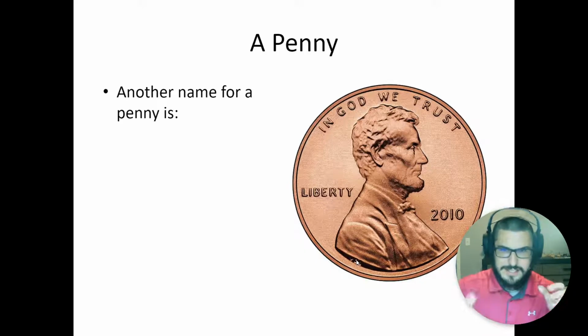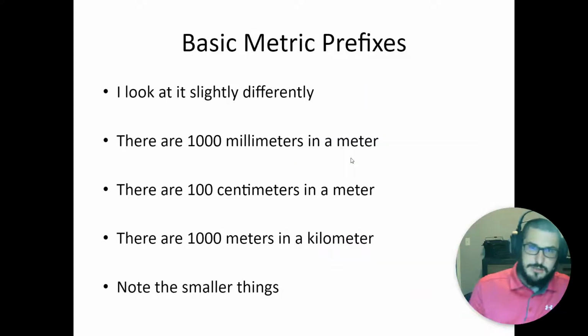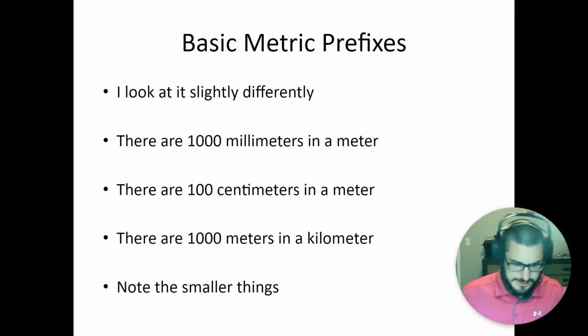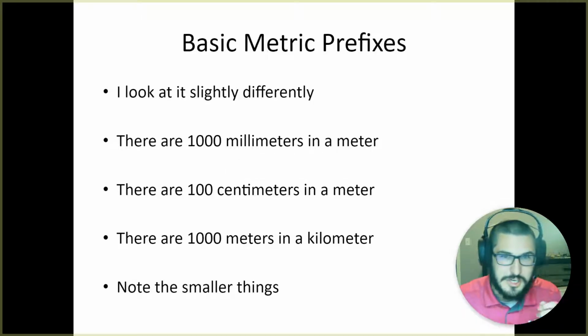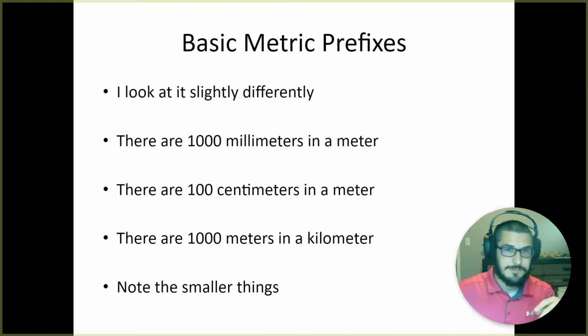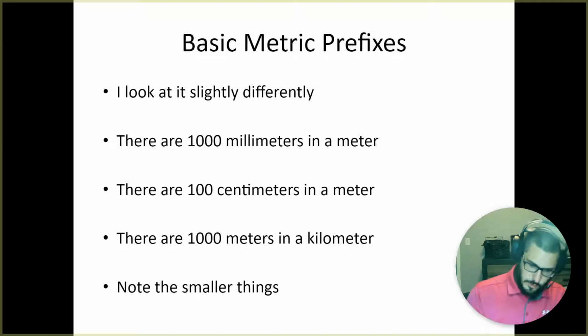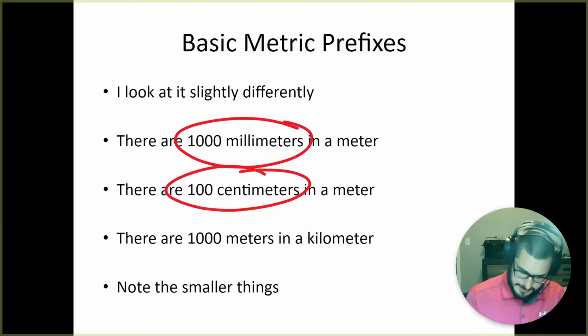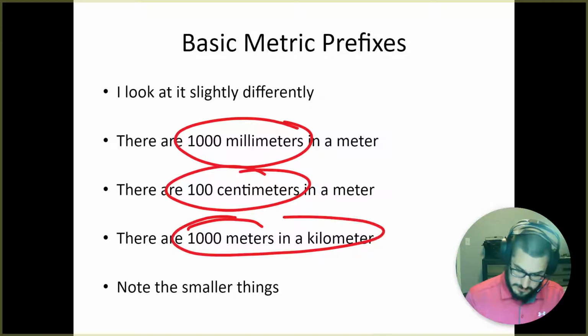I like to give you guys real things that you can relate to here. So we've got basic metric prefixes. Again, I look at them slightly differently than what I just said, but just need to give you some context for it. So I typically think of it as 1,000 millimeters in a meter, 100 centimeters in a meter, and 1,000 meters in 1 kilometer. So notice that the ones that are smaller, like millimeters, centimeters, and the meters to kilometers situation, the meter is the smaller one.